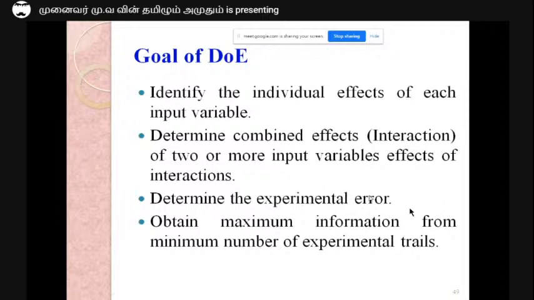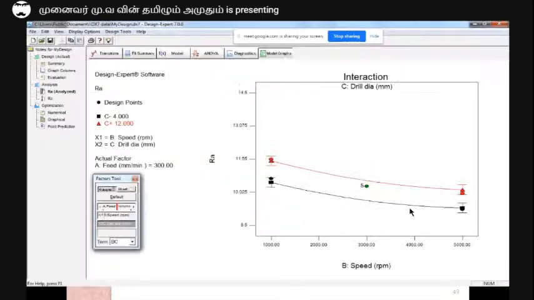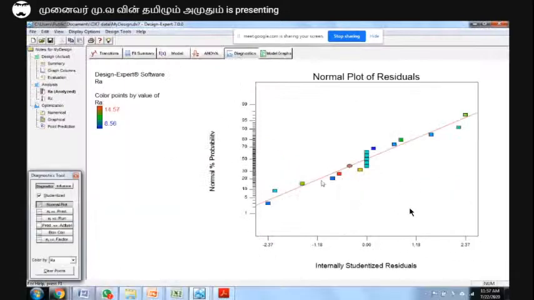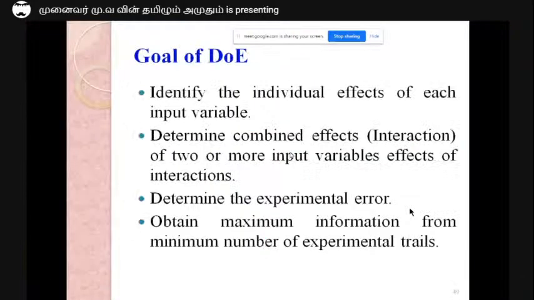Determine the experimental error. Experimental error can be obtained from this page. If all the data are scattered like this, then we need to do the experiment again. It should be scattered along the line. Then the experimental procedure can be extended for doing mathematical model and even for optimization. And the last one is to obtain maximum information from minimum number of experimental trials.